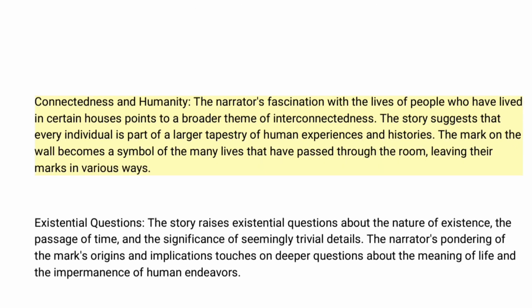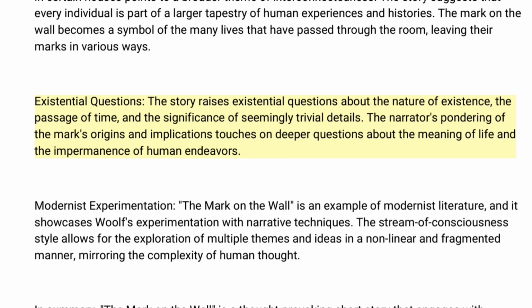Connectedness and humanity. The narrator's fascination with the lives of people who have lived in certain houses points to a broader theme of interconnectedness. The story suggests that every individual is part of a larger tapestry of human experiences and histories. The mark on the wall becomes a symbol of the many lives that have passed through the room, leaving their marks in various ways.